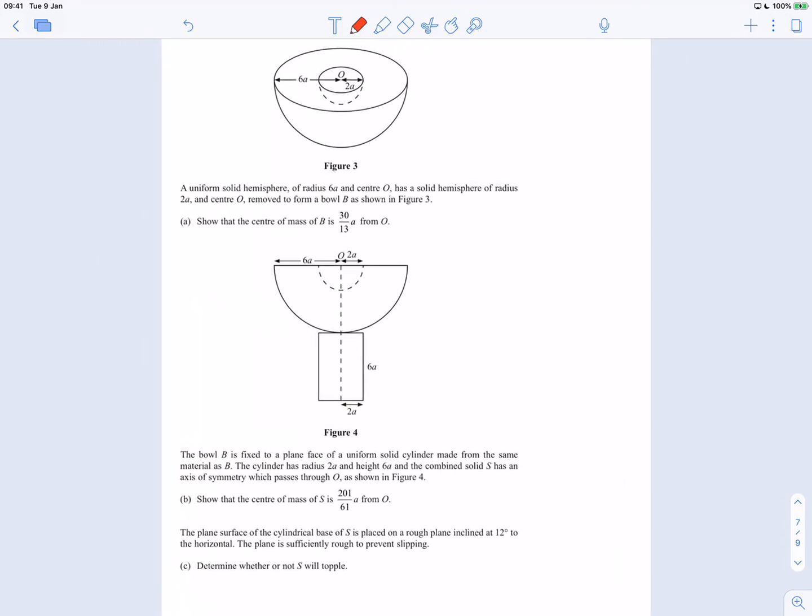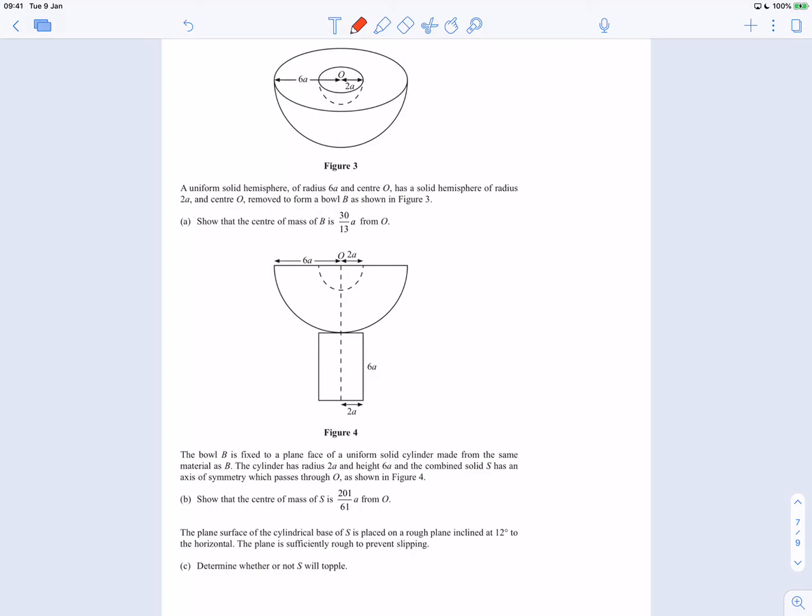And sometimes with shapes, you have to remember what we were talking about with centres of masses and find the centre of mass of the whole object and then treat the thing that's missing as like a negative mass object, and it will just affect it in a similar way. So if you want to give this question a go, pause the video and we'll go through it.